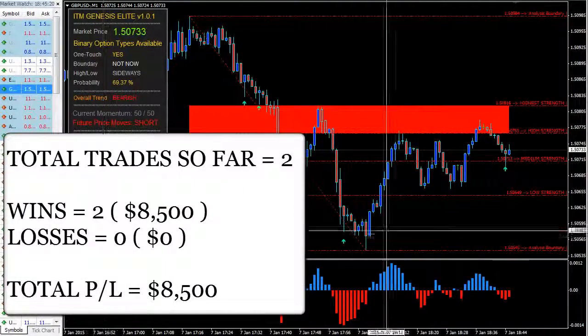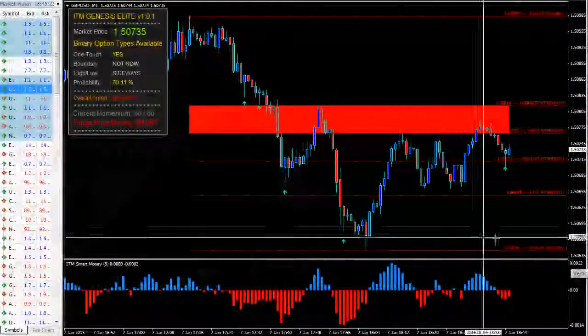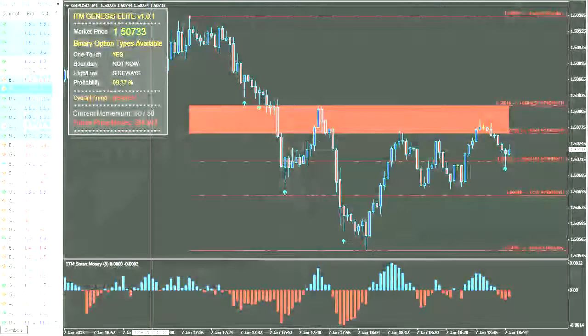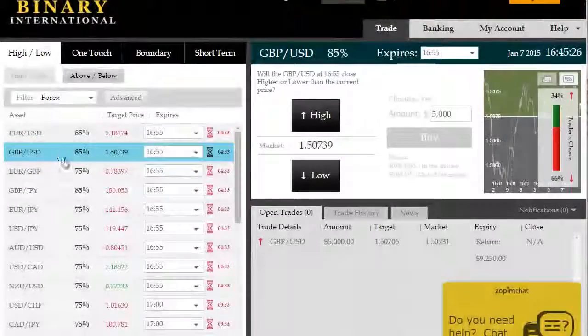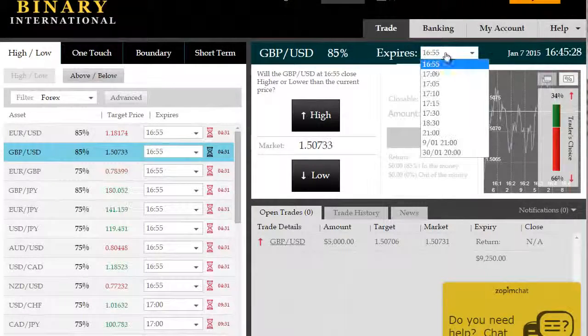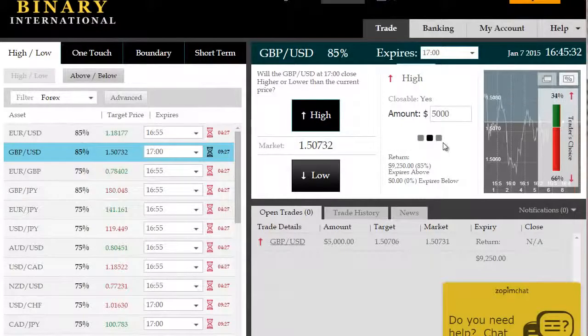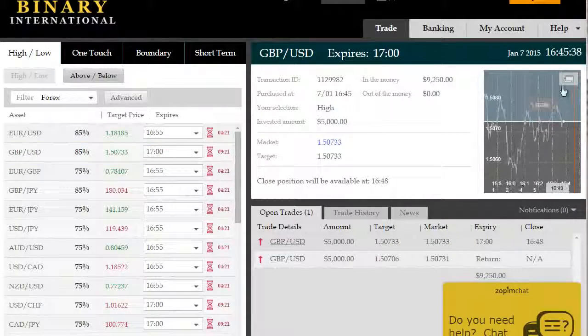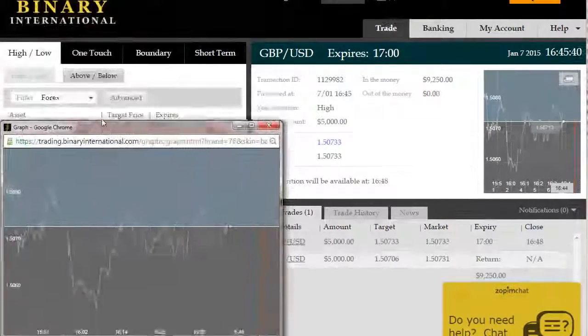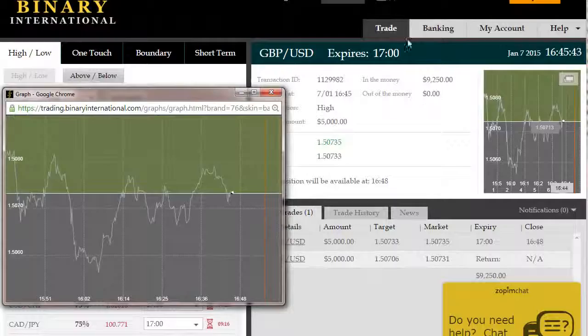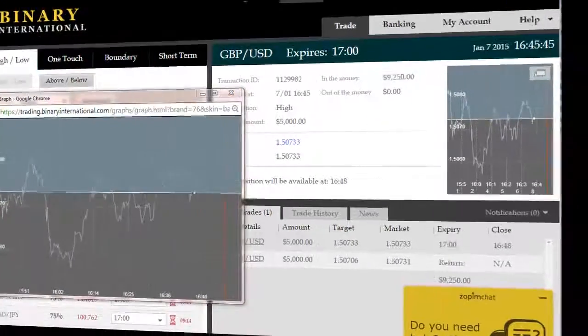Again, a long trade has presented itself here with a potential breach of the high probability short reversal zone. Smart Money confirming that bulls are coming back into control. So we're going to go into another high trade here for a 15-minute expiry at 1700 hours. $5,000 invested into this trade, again seeking an 85% return. We're into the trade now. Let me just zoom in on that chart for you, and we'll come back to you just before or at expiry to show you the results.